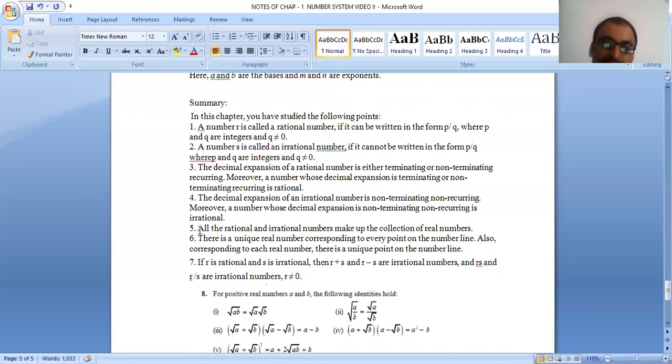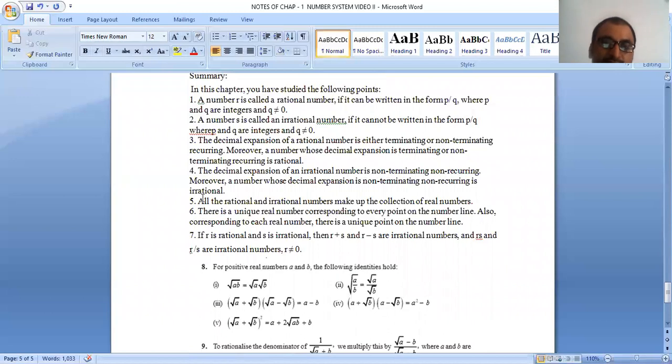Fifth point is all the rational and irrational numbers make up the collection of real numbers. I have told you in my first video. Sixth point is there is a unique real number corresponding to every point on the number line, and also corresponding to each real number there is a unique point on the number line. I have told you in this video.